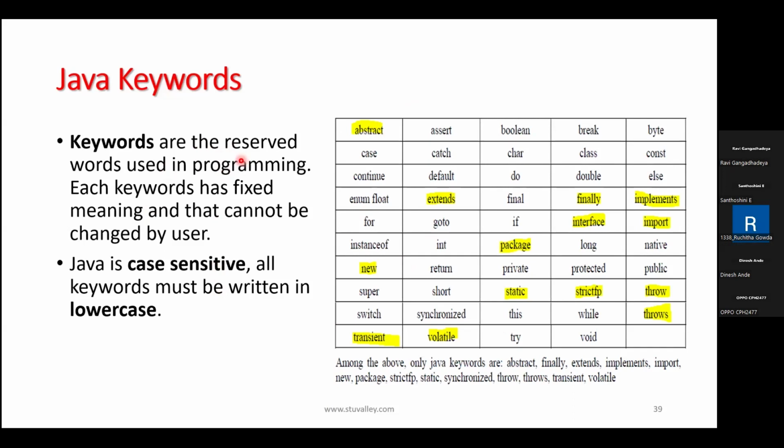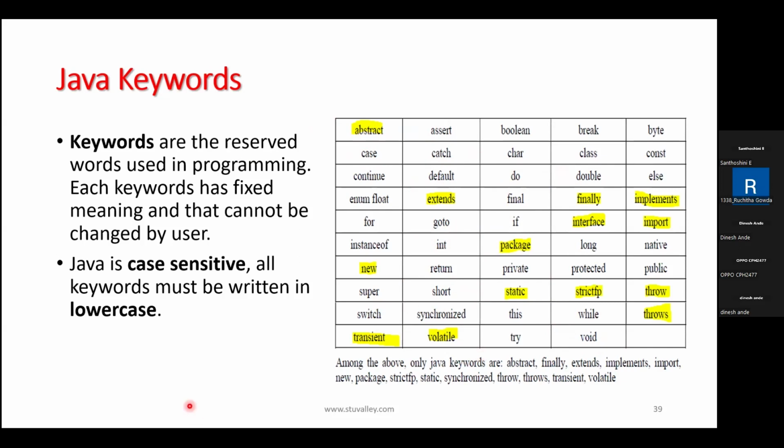You can see, for example, abstract, case, catch, char, class. These are all different keywords which have a fixed meaning. We use these keywords in our programming for a fixed purpose. ठीक है, जो यूजर से हम चेंज नहीं कर सकते, which cannot be changed by the user. These keywords are all case sensitive, all are basically in small case. We never use them in uppercase. Everything is in lowercase.